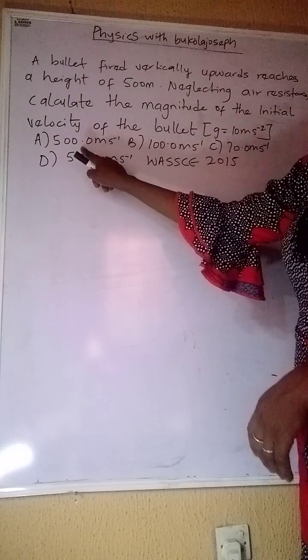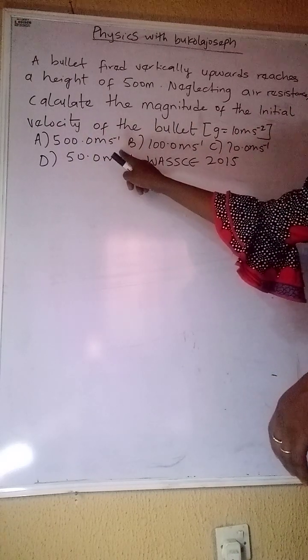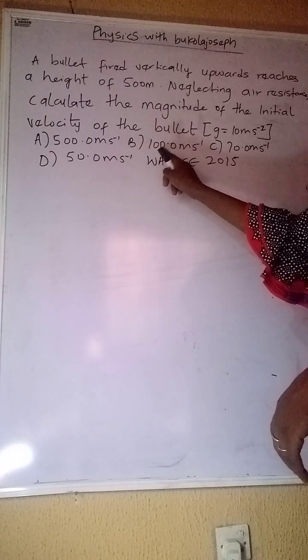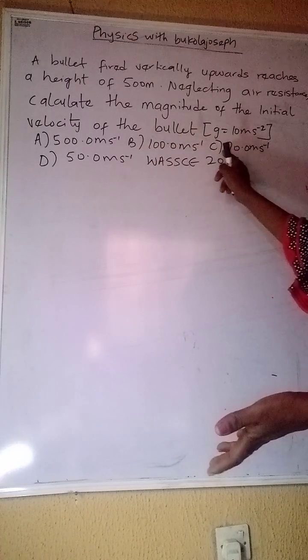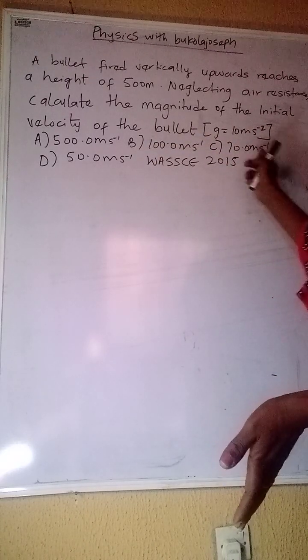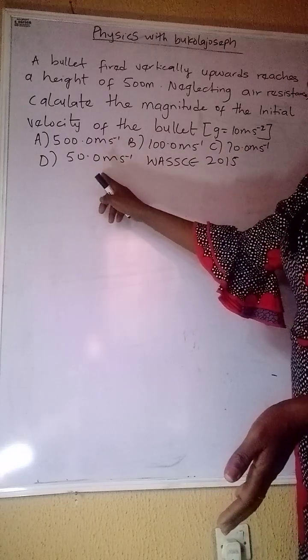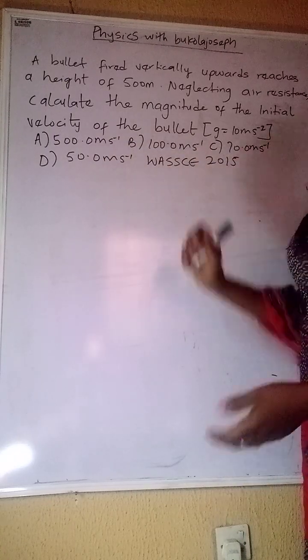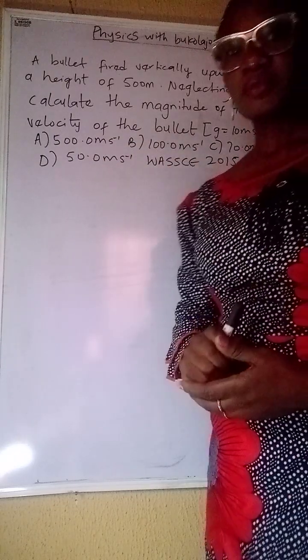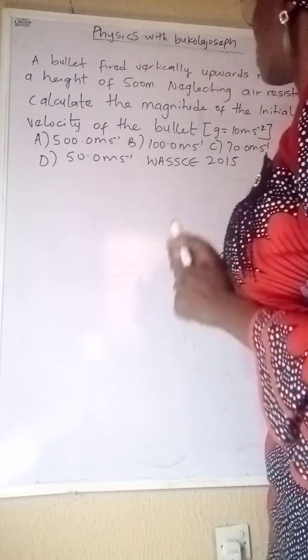A, 500.0 meters per second. B, 100.0 meters per second. C, 70.0 meters per second. D, 50.0 meters per second. WAEC 2015. This is a question on motion.